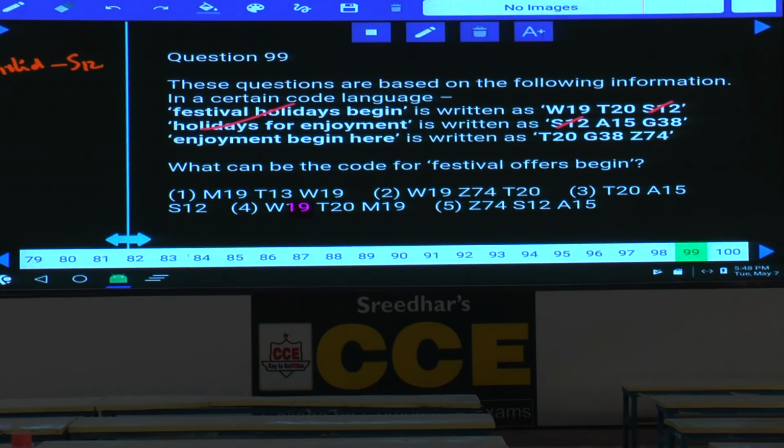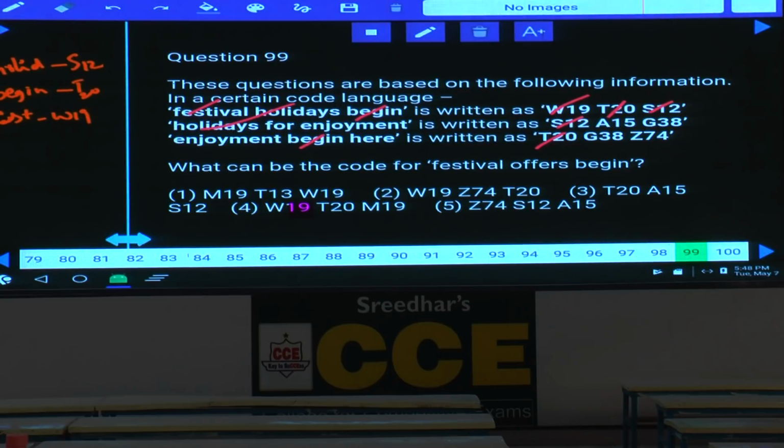If you compare the first and the third here, festival and begin, begin is the only word common between these two. Then tell me what is the code common between these two? W19, T20, T20 is common. So the code to the word begin is T20. If begin is T20, then in the first one what is left over here? Festival, and its code is W19.